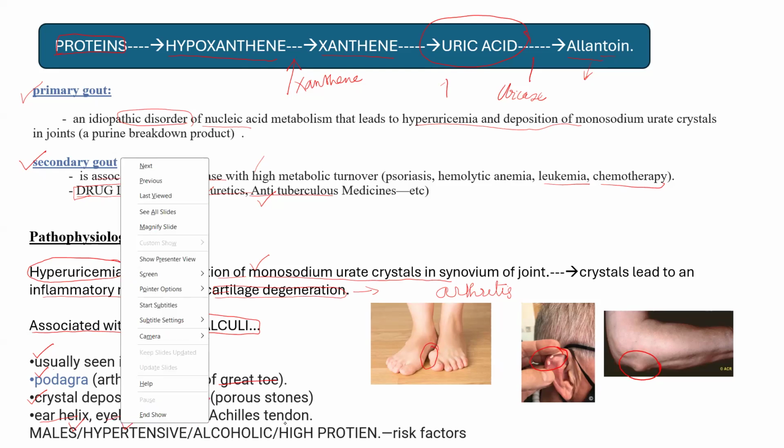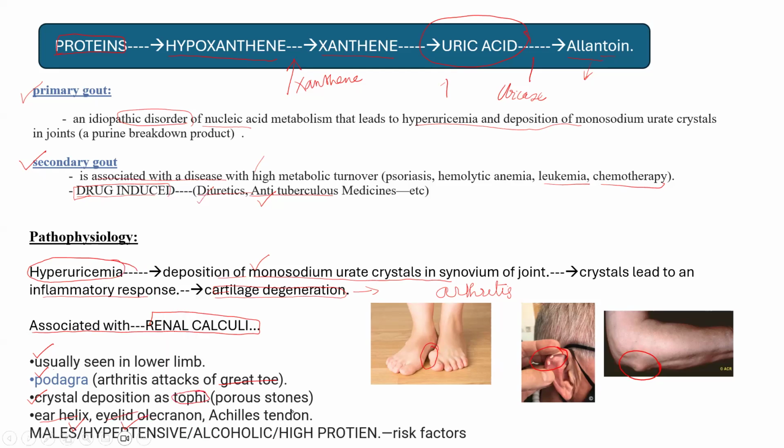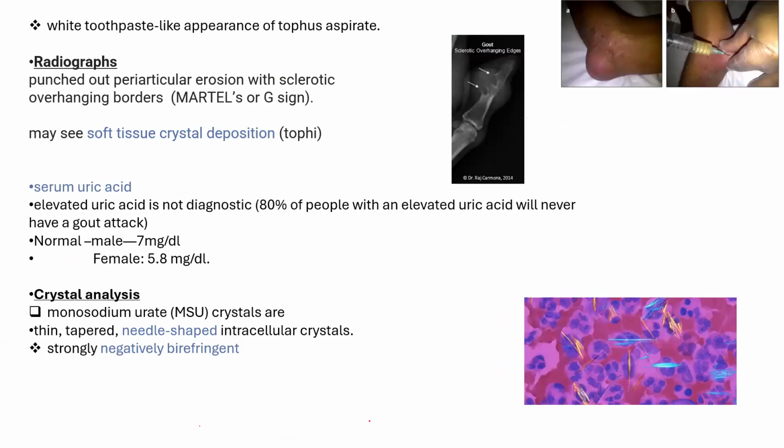Then high protein diet. So in the evening, somebody goes for a walima ceremony. They have a lot of biryani. Then next day they will have gout.